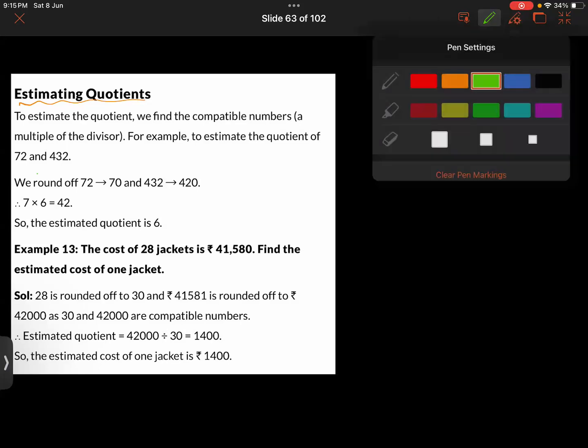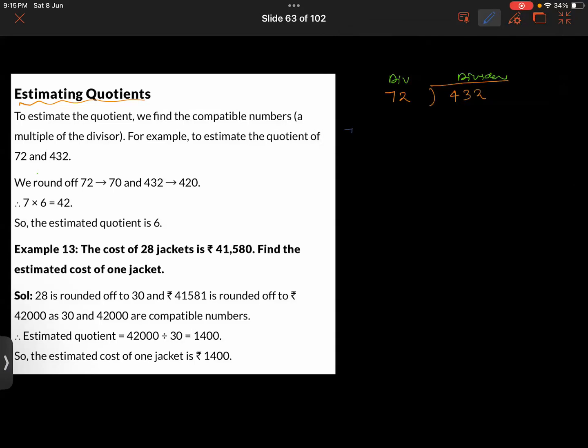Do tell me, 78 would be estimated to? Here you can clearly see it is 70. It will be estimated to 70 and 432 will be estimated to 400. Actually, over here, the example is wrong, by the way. That is incorrect. Let's take a different number.